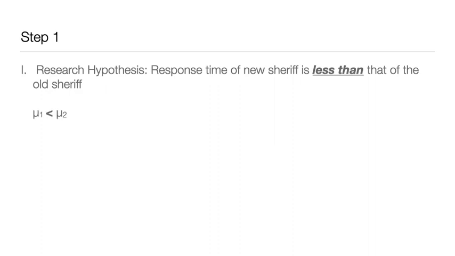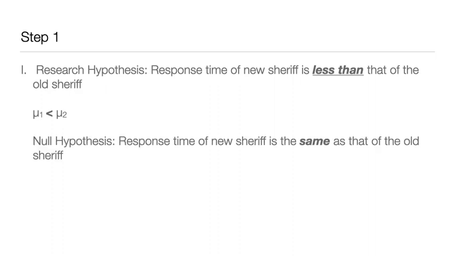Our mathematical research hypothesis will be the same. We have less than in our research hypothesis. We're going to have less than in our mathematical expression of it. So again, it really is pretty formulaic how we can compose these research hypotheses and compose these null hypotheses. Our null hypothesis is that response time of the new sheriff is the same as that of the old sheriff. And so we're going to just say that those two populations are equal to each other.